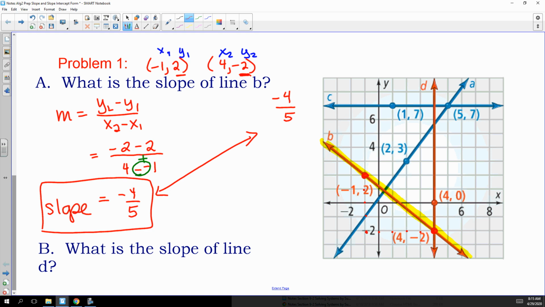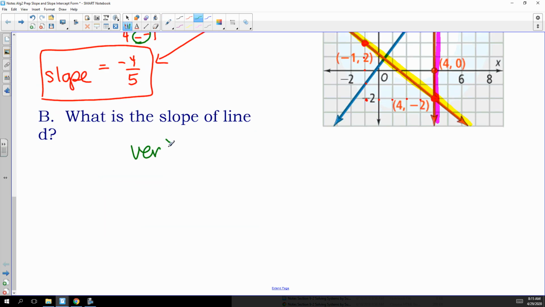So let's find the slope of line D. Here's line D. Let's figure out where line D is. Line D is over here, up and down. Notice that we're only looking at like 1 point through line D, but line D is a vertical line, right? So if line D is a vertical line, the slope of a vertical line is always what?